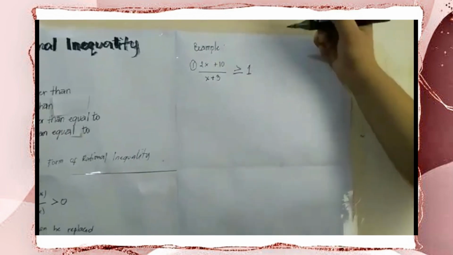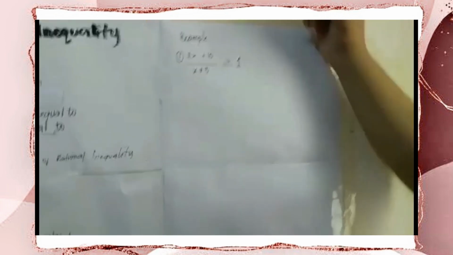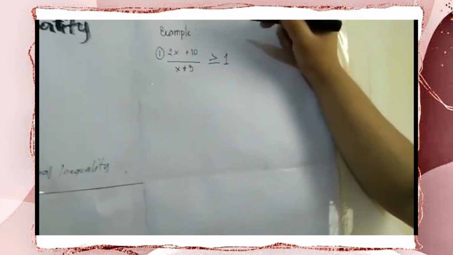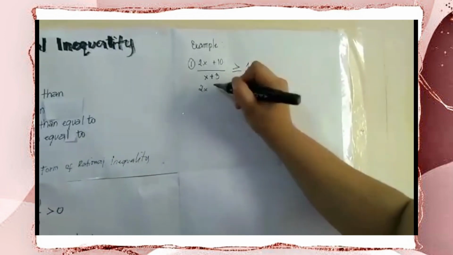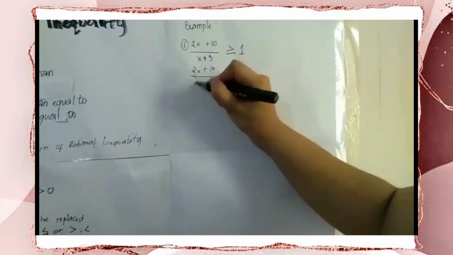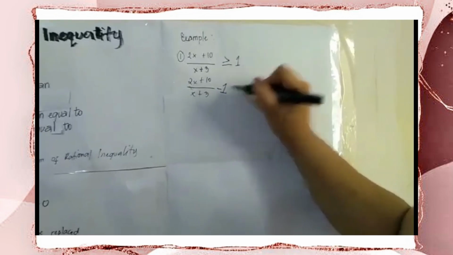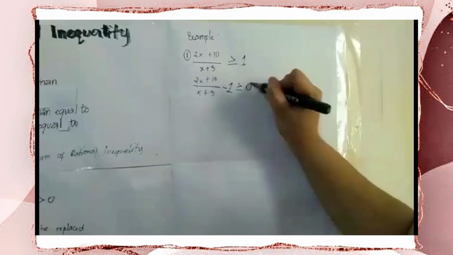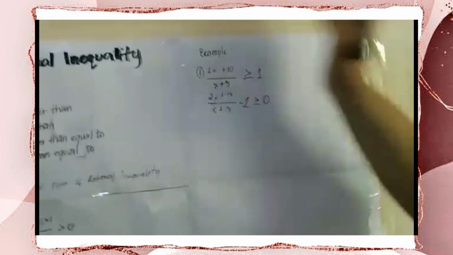We have the example here: 2x plus 10 over x plus 3 is greater than 1. We need to transpose this one because the inequality must always be equal to 0. Transpose. The second step is to simplify the left side of our inequality, and we need to find the LCD, or lowest common denominator.